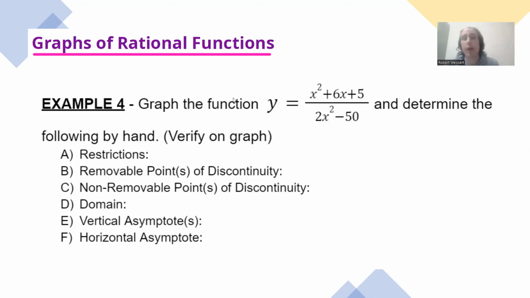We have what I call a complete problem, where we have to take this function here, y equals x squared plus 6x plus 5 over 2x squared minus 50, and identify all the key features of this graph: the restrictions, points of discontinuity, removable and non-removable, what's the domain, and what are the vertical and horizontal asymptotes, and if it has any holes in the graph. So let's dig in.